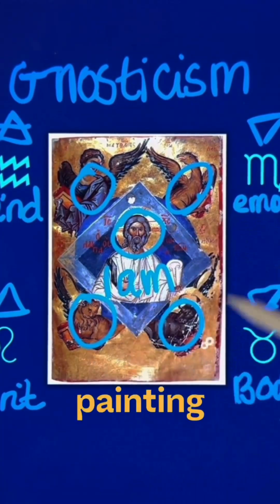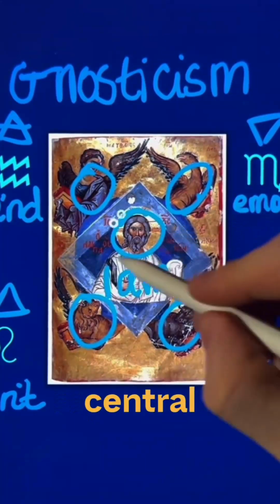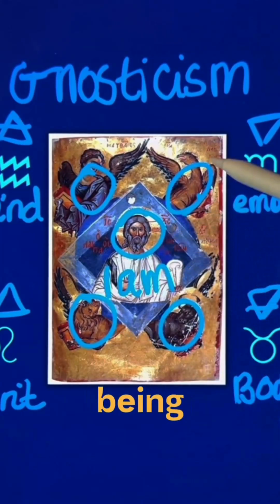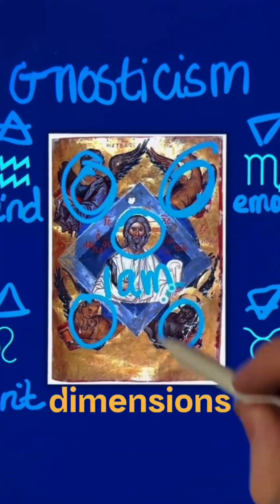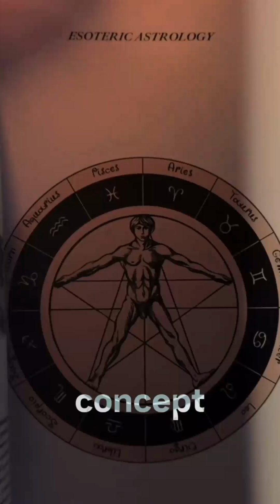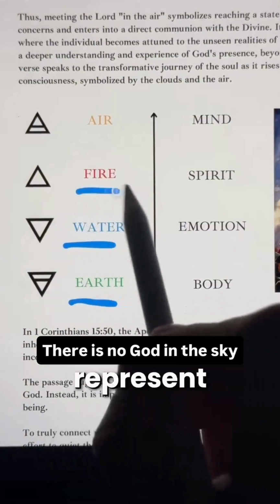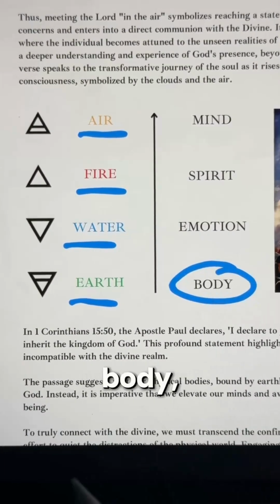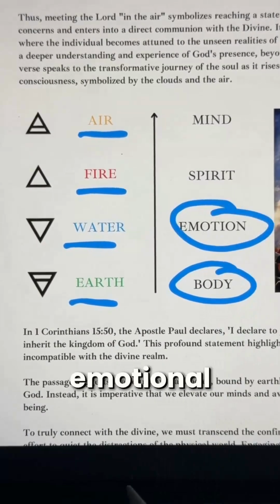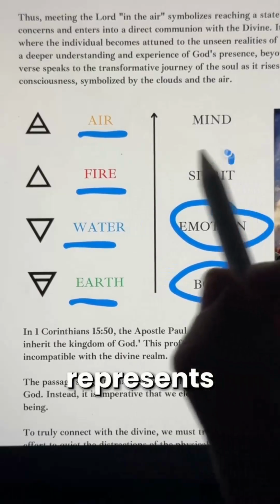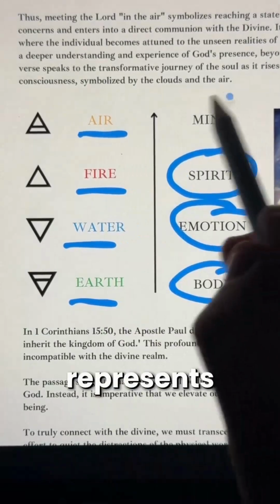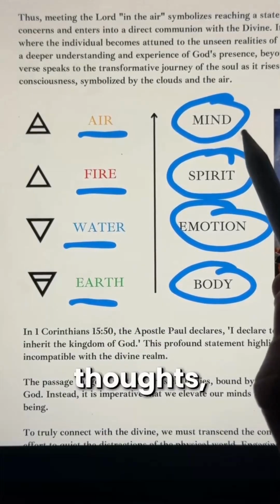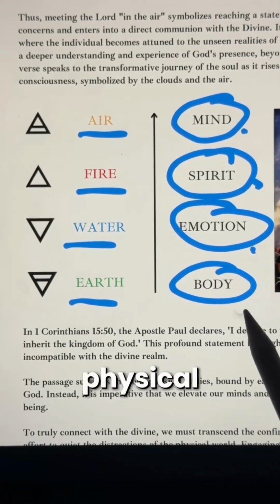So this painting of Jesus represents the central soul inside of every human being, existing in one of the 4 dimensions of human consciousness. If you wish to learn more, the Book of Wisdom Volume 2 goes deep into this concept. Did you know the 4 elements represent the 4 bodies of human consciousness? Earth represents the physical body, water represents the emotional body of consciousness, fire represents the spiritual, and air represents the mind. This would be thoughts, willpower, emotions, and physical actions.